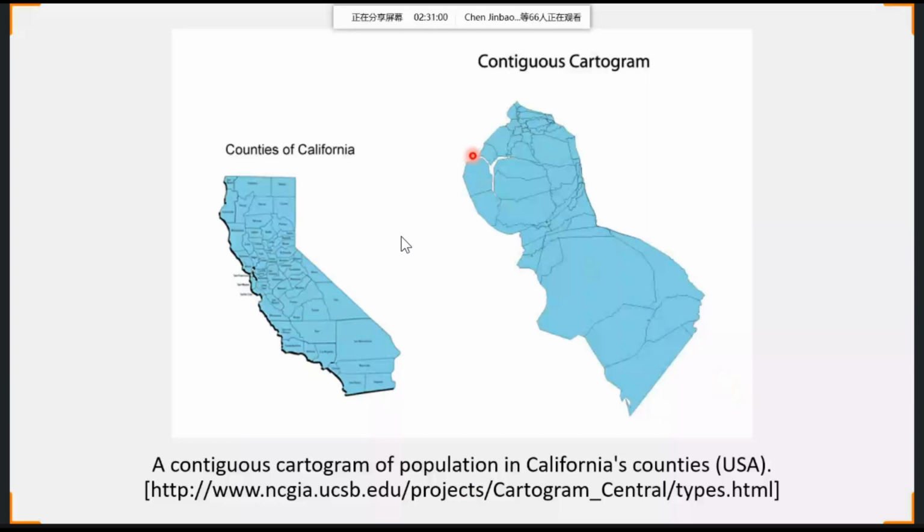And here is the bay, the San Francisco Bay, sorry. This is the city of San Francisco here, which is this area in the geographic map. So this is a contiguous cartogram. That means it's continuous. All the counties are connected, like they're connected in the original, but their shapes are distorted. It's not the same shape.